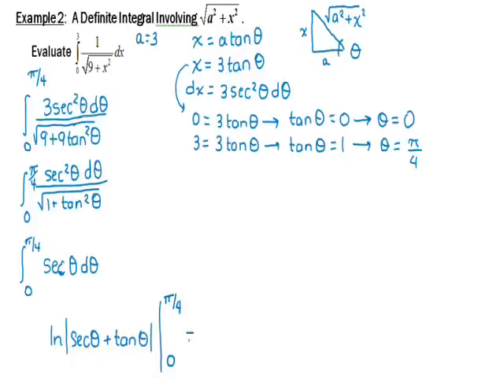Now we will go ahead and evaluate this by plugging in our pi over 4 and our 0. So we would have the natural log of the secant of pi over 4 plus the tangent of pi over 4. And then that will be subtracting the natural log of the secant of 0 plus the tangent of 0.